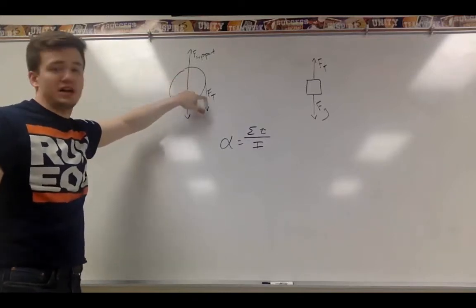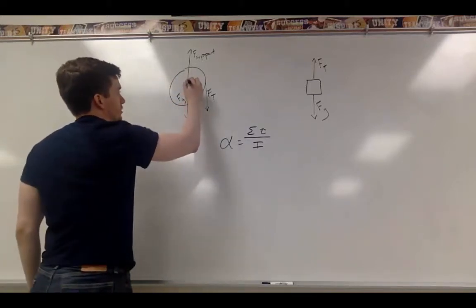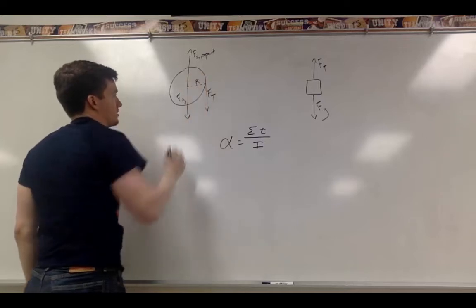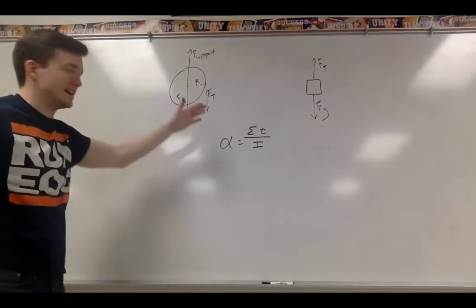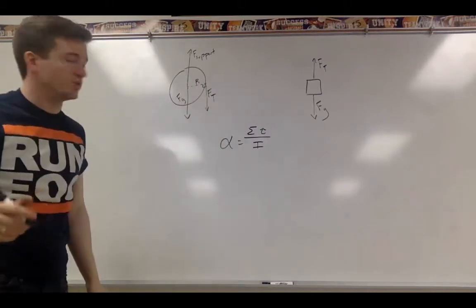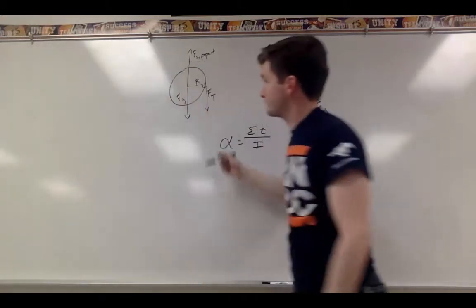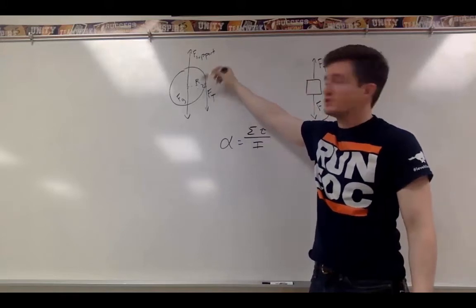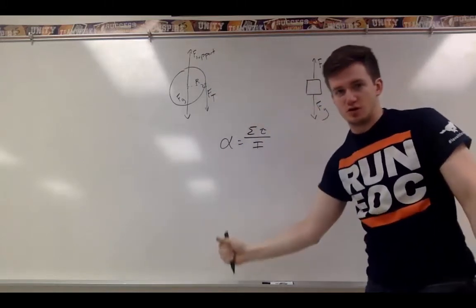This force, however, is causing a torque. There's a moment arm there. There is a distance between the axis and the force. It's the radius. And then there's also a right angle, so we're going to ignore that a little bit. And we're going to say that the torque on this pulley is going to be the radius times the force that's pulling it down.